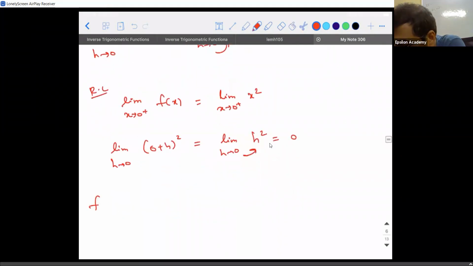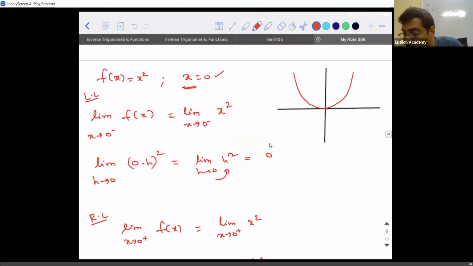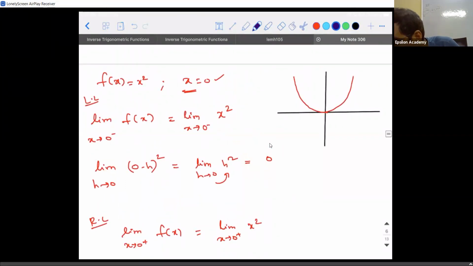Okay, what is the function value here? F of 0 is 0 square, which is 0. So left limit is equal to right limit is equal to function value. Also, the graph says it is continuous. I don't have any breaking point. So this is the graph of y is equal to x. Right?